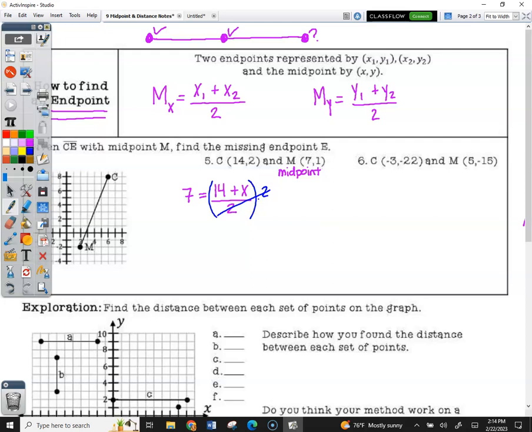Now whatever I do to one side, I've got to do to the other. So you end up with 14 equals, now bring the top down, 14 plus x. Looks a little awkward. Minus this 14 that's right here to the other side. 14 minus 14 is 0. That's okay, that's allowed. So the x-coordinate is 0.